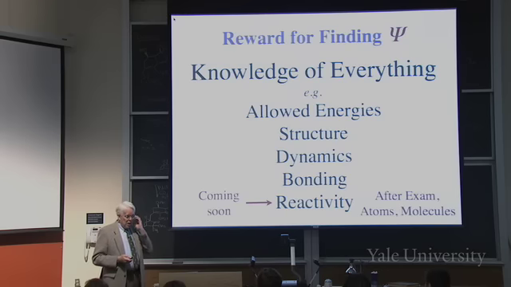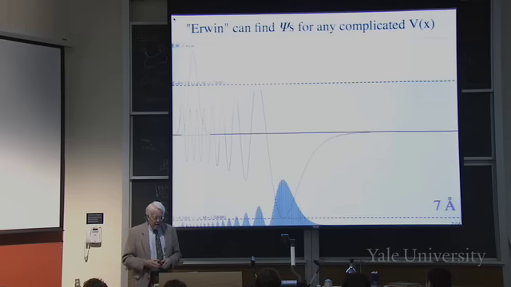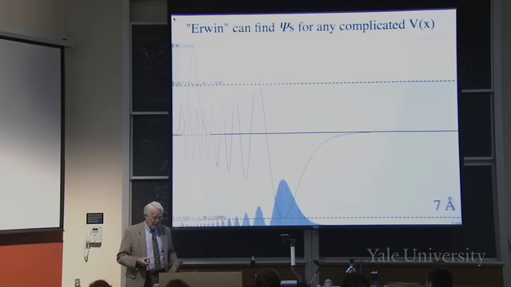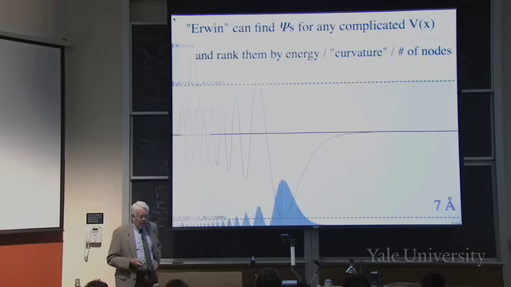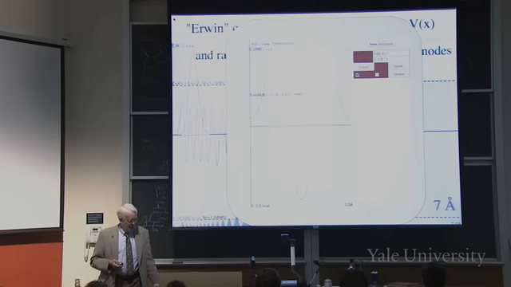So now it looks like we're in a pretty powerful position, at least with respect to one dimension, because with this Erwin program, we can find satisfactory wave functions for any complicated potential. We can make it anything we like and just follow the recipe, find out allowed energies, shapes of wave functions, probability density, rates of tunneling, all this kind of stuff. And we can rank all the wave functions by their energy or their curvature, the number of nodes they have.